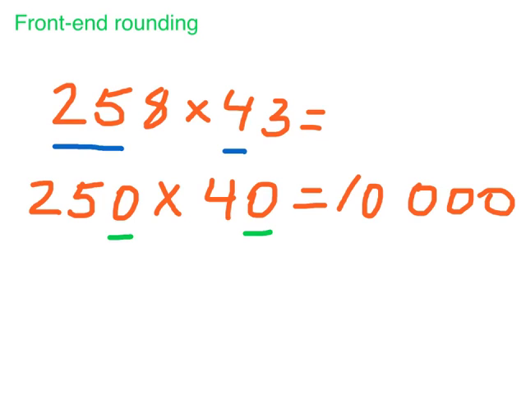In front-end rounding, we always round down. 258 went down to 250, 43 went down to 40. If you use front-end rounding, that's going to be the case every single time, as your estimated numbers will be smaller. Because they are smaller, the answer is going to be smaller than what the actual answer might be. And so, when you do front-end rounding, you will always have an underestimate, an answer that is smaller than the real answer.